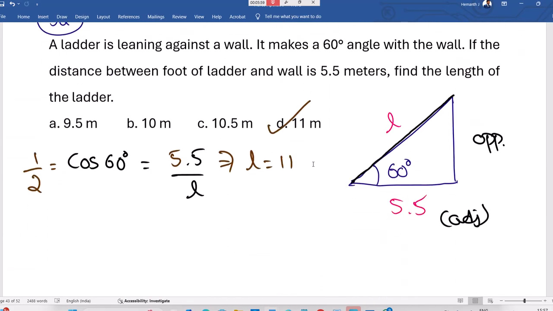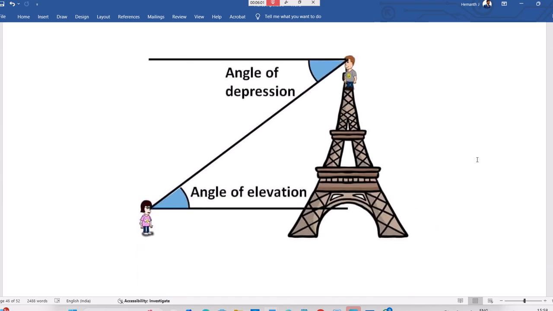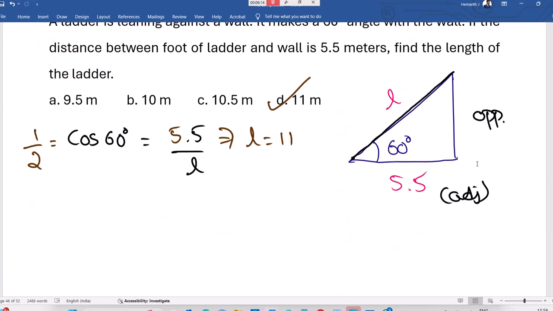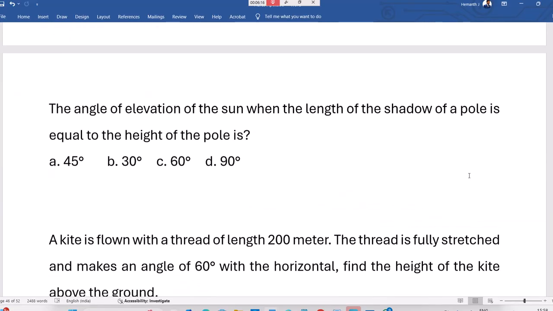Now let's look into the next question. I hope you people have an idea what angle of elevation and angle of depression are. From bottom to this is elevation. Here we can see the depression point of view. Now we'll see the next question. See the 53.